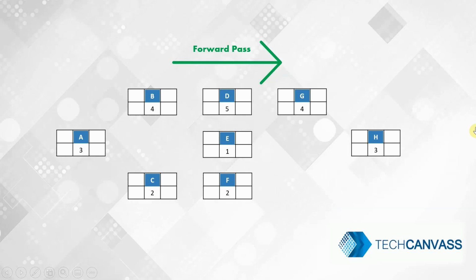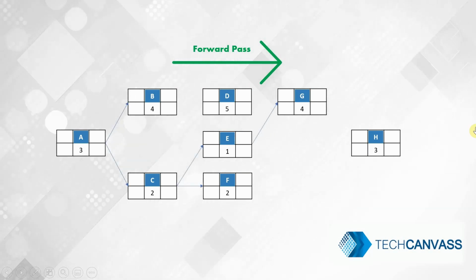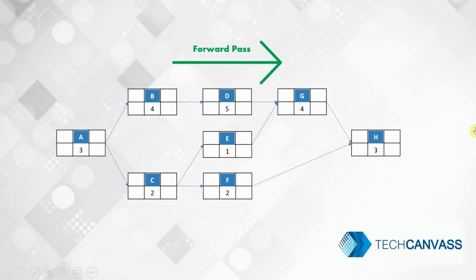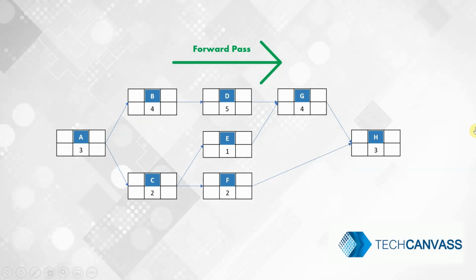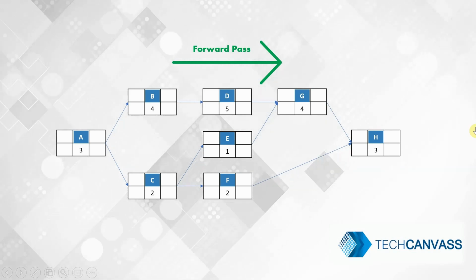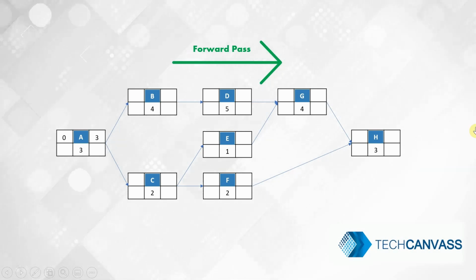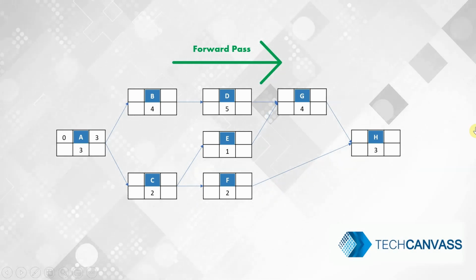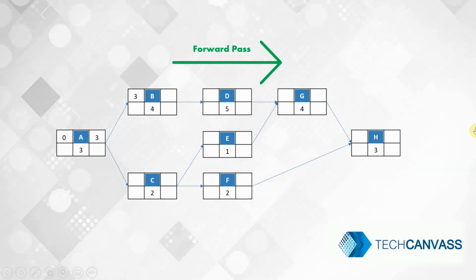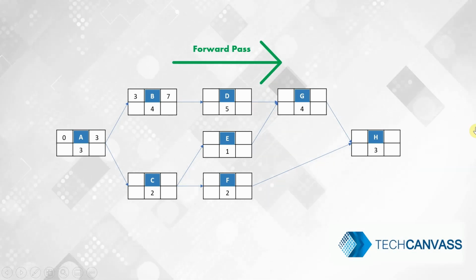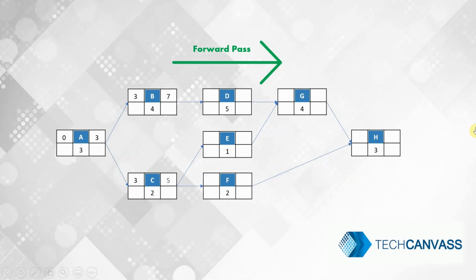Now, let us calculate the forward pass for this diagram. We have the nodes, we have the duration, and we have the sequencing done as per the relationship. Let us start with activity A. As you know, the first node in the sequence diagram has an early start of 0. 0 plus the duration gives you an early finish of 3. Let's continue with B. The early start of this activity is the early finish of the predecessor activity, which is 3, plus the duration gives you the early finish 7. Likewise for C, the early start of 3 plus the duration gives you early finish of 5.